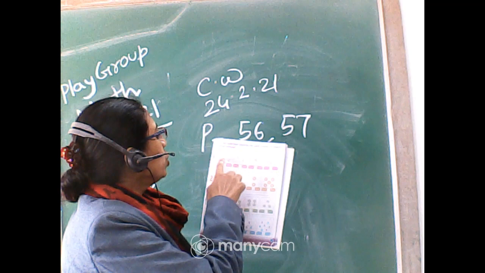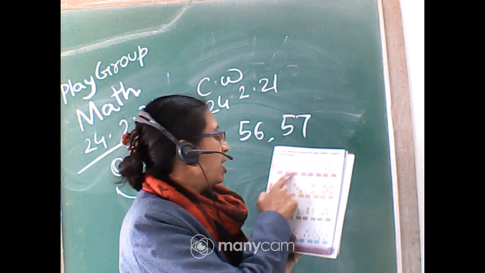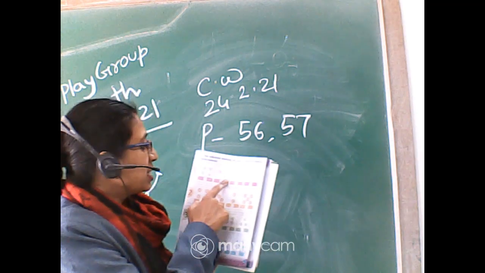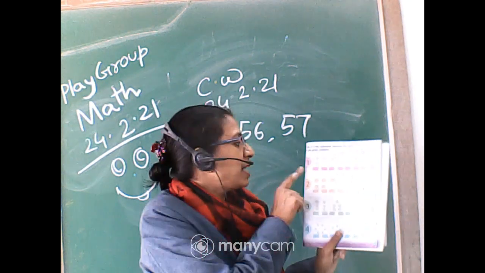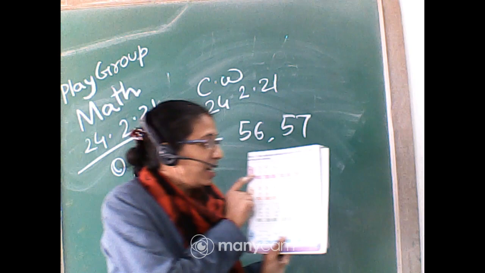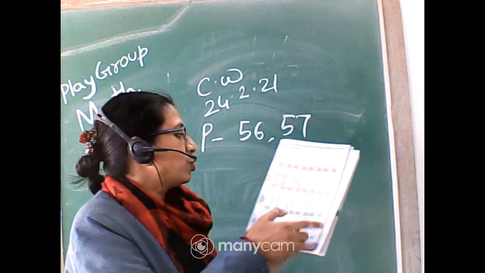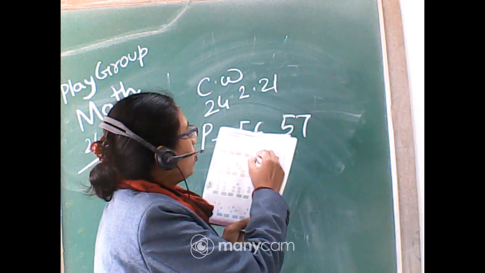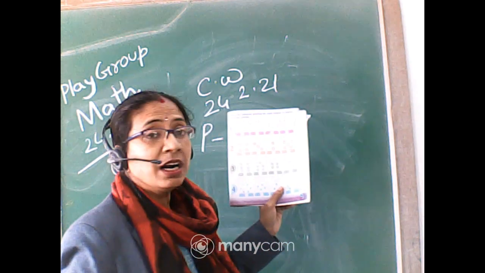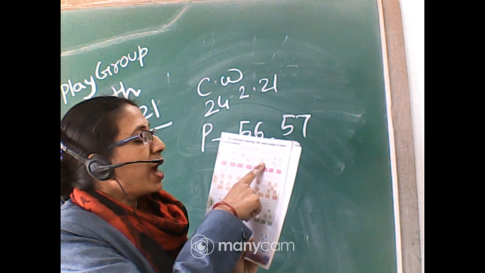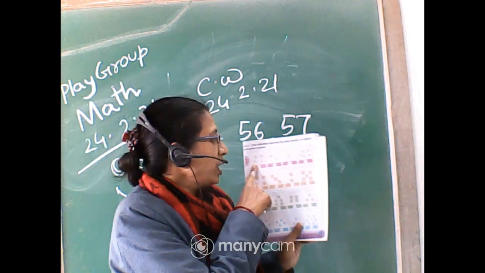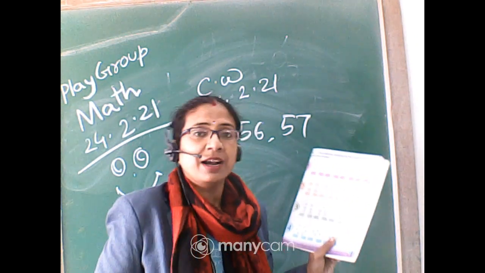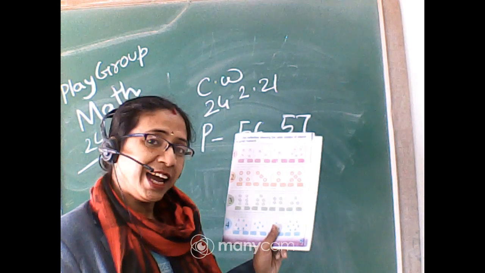1, 2, 3, 4. 4 stars are there. 1, 2 stars are there. But in which box have just 1? We only tick that one. So we have to tick the third one. Here is one picture and one also written here. So it is matched with the number. Okay?